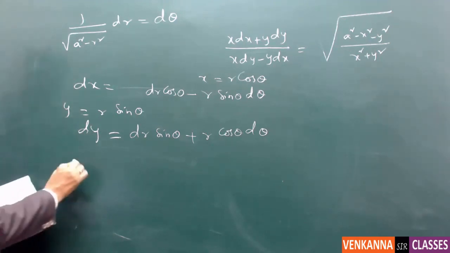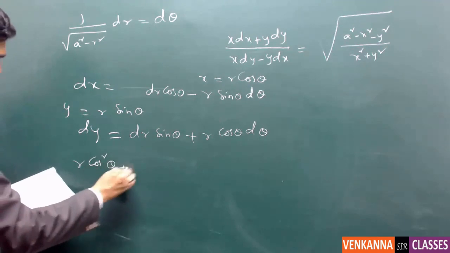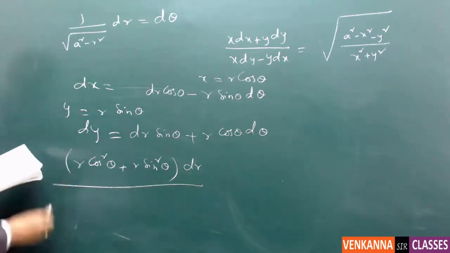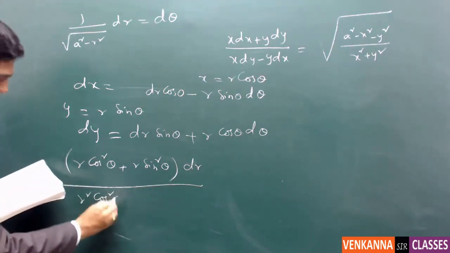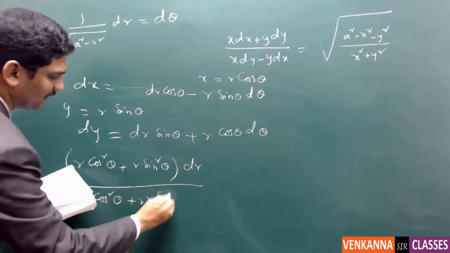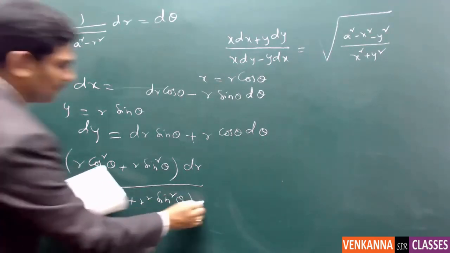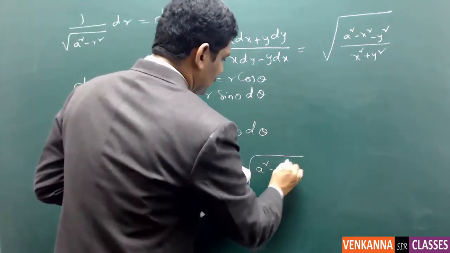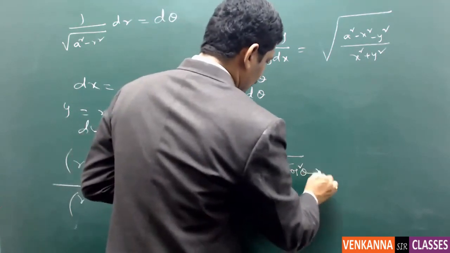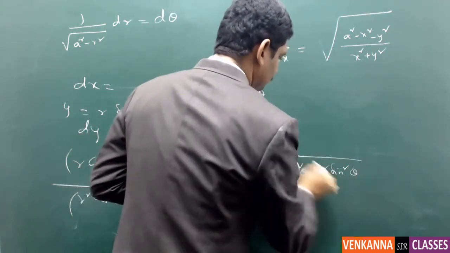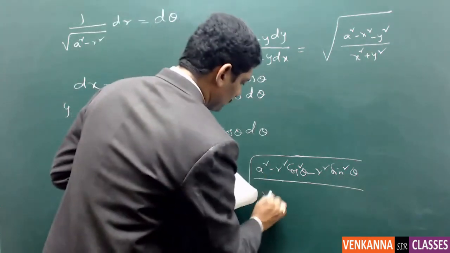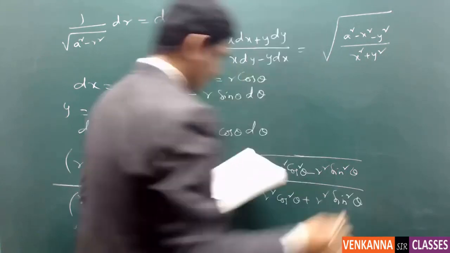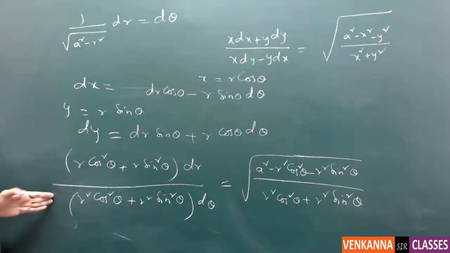On substitution, you are going to get r cos square theta plus r sin square theta into dr by r square cos square theta plus r square sin square theta of d theta is equal to square root of a square minus r square cos square theta minus r square sin square theta by, then simplifying the terms you are going to get like this.